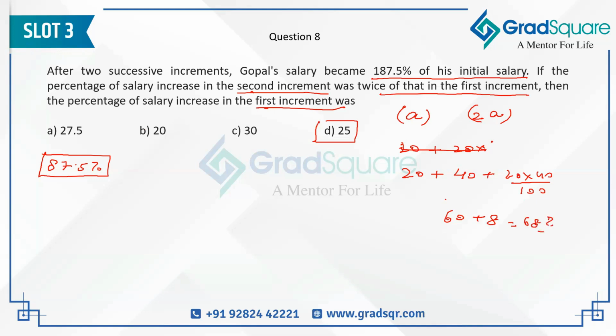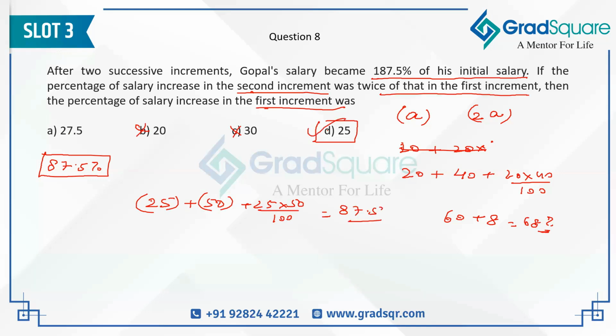Now we need the percentage to be equal to 87.5. So of course it will be greater. If you go to 30 and 60, you will realize that the numerical sum itself is 90, so it should be greater than 20 and it cannot be equal to 30. Instead of checking 27.5, check an easier value, which is 25. If you take the value of A as 25, then your next increment will turn out to be 50 percentage, plus 25 into 50 divided by 100. If you solve this, it will turn out to be 87.5. And that gives you a direct answer.